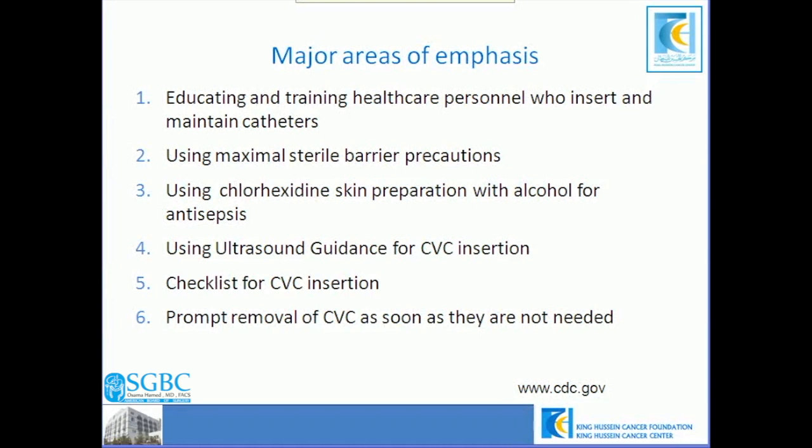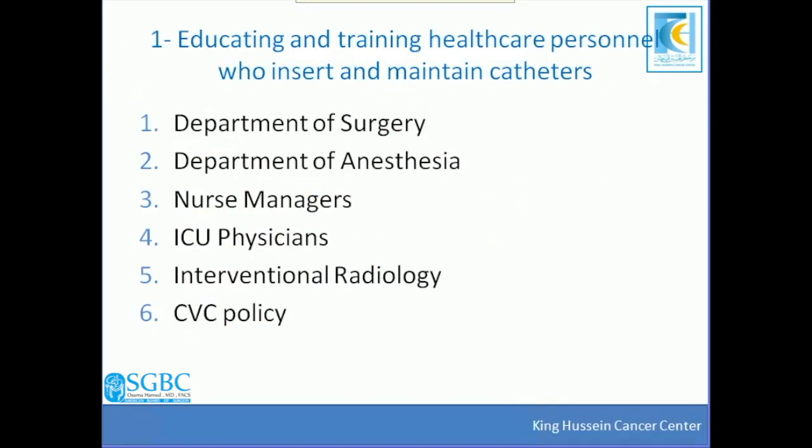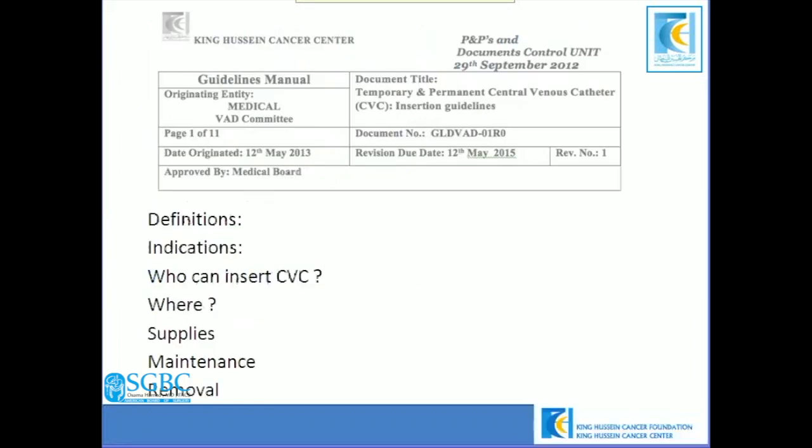So I think we can do this. These 6 interventions, we can do this. And our quality improvement project has concentrated on these 6 main objectives. In terms of education and training of healthcare personnel, we have met with people who really insert central lines. We have met with the Department of Surgery, and we went into details of the best practice guidelines. Same thing with anesthesia. We met with nurse managers about our policy that's coming up and the checklist. We're arranging a meeting with the ICU physicians. Same thing with interventional radiology. And we have released the policy just last week.